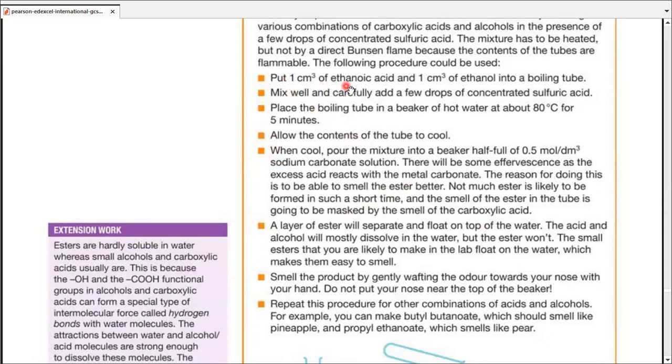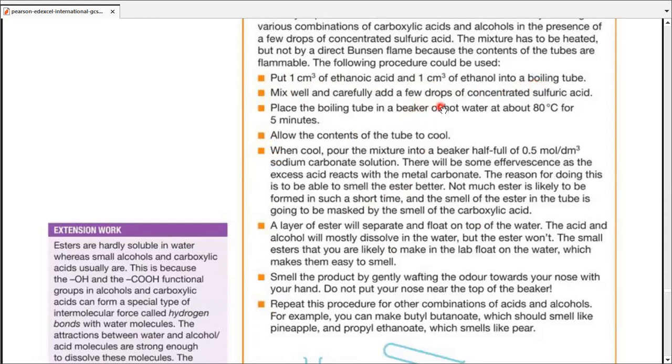Step one, put 1 cubic centimeter of ethanoic acid and 1 cubic centimeter of ethanol into a boiling tube. We take very small amounts so we can produce esters in small amounts as well. Plus, if we take bigger amounts and the liquids are both volatile and flammable, it can be a little bit dangerous.